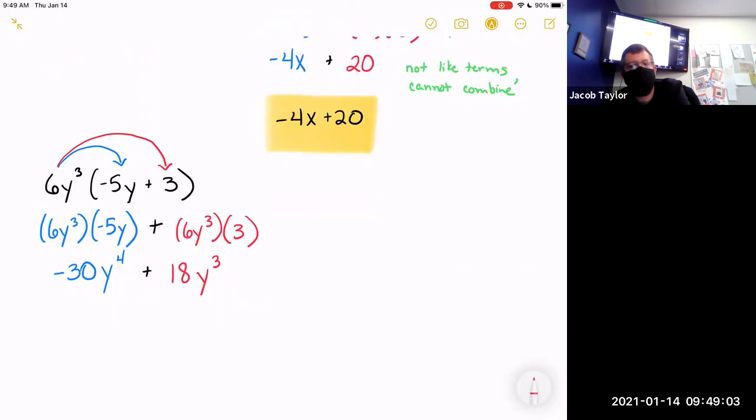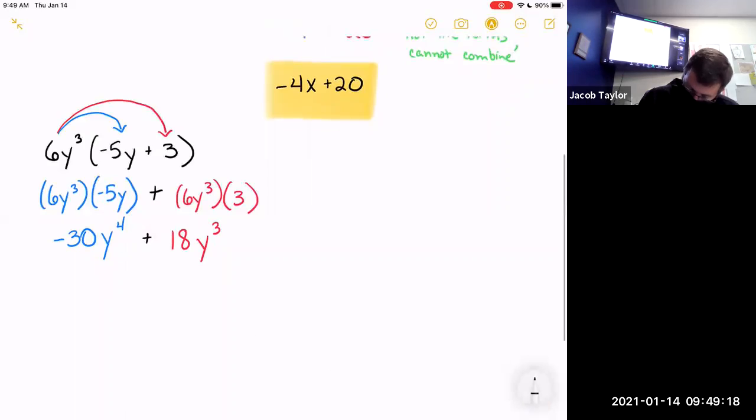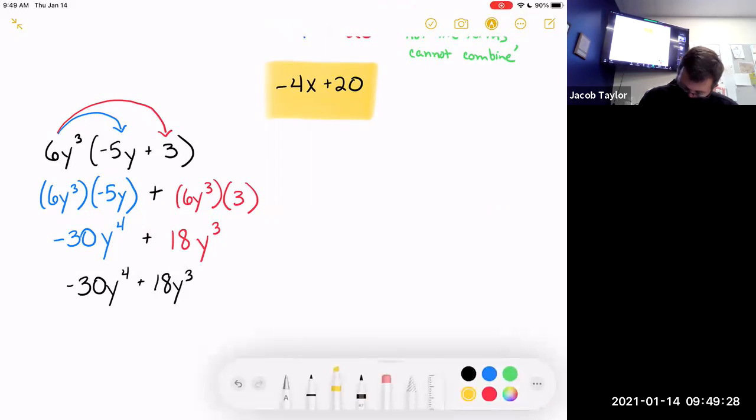Are these like terms? No, they're not like terms. The powers aren't the same. Different exponents means I cannot combine them. So this is my solution, children, just like that.